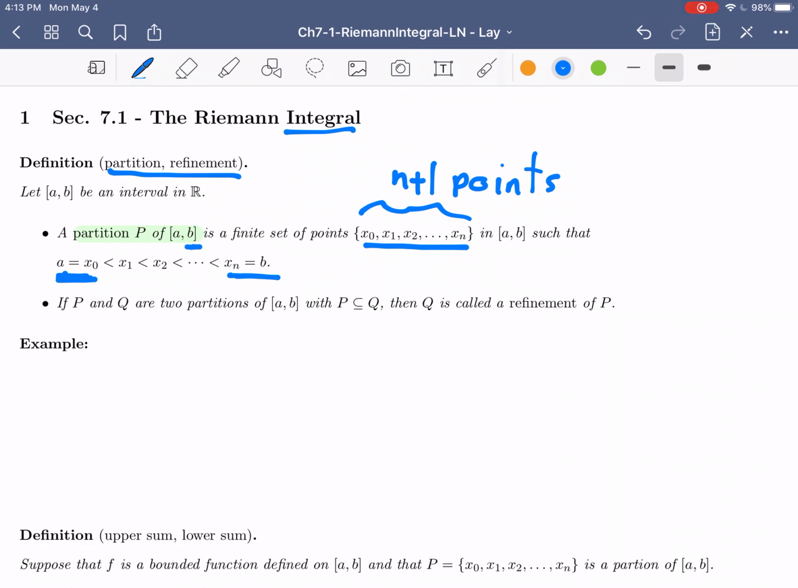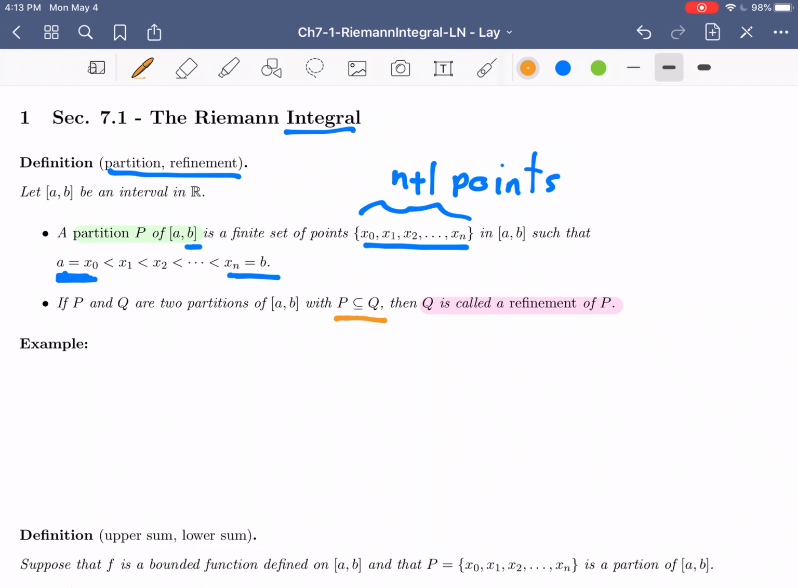So we have this partition. We can then refine that partition. We can get a refinement of that partition. So if P and Q are both partitions, Q is a refinement of P if all of the points in P are also contained in Q. Right? So if Q is a superset of P.